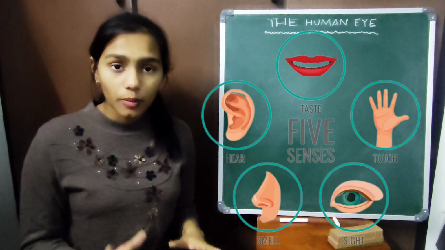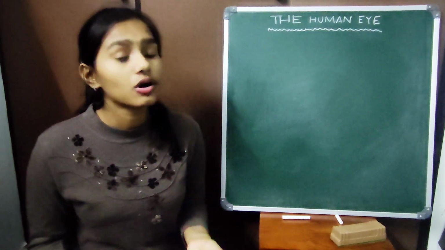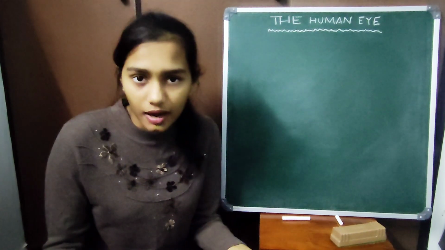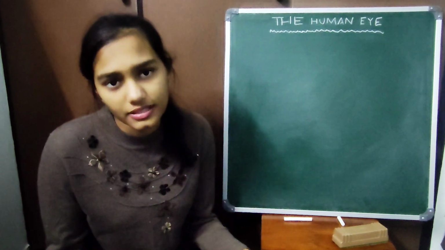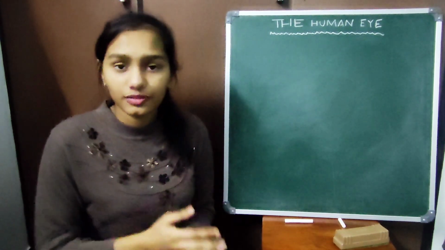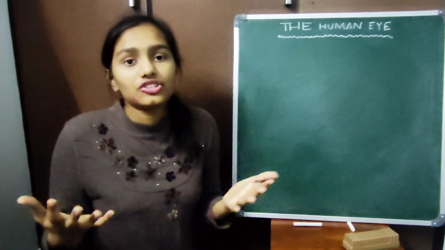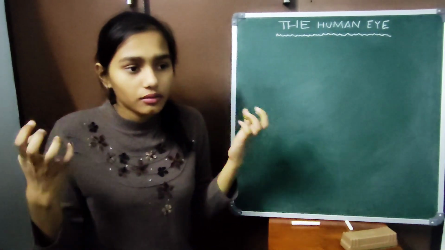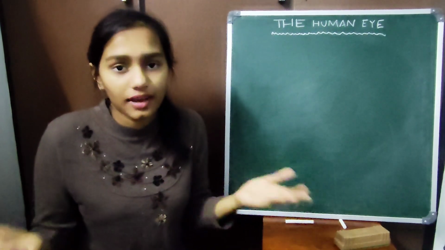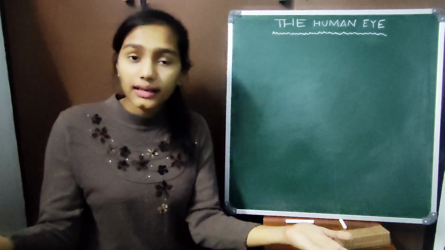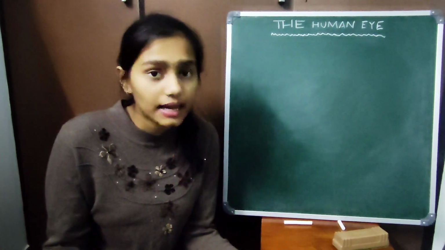Now we are going to talk about one of the most important sensory organs that we cannot live without. We cannot live without any of the sensory organs, obviously, but one of the most important is our eyes. Imagine a world without eyes. The colorful world that is around us, we wouldn't be able to see that, right?